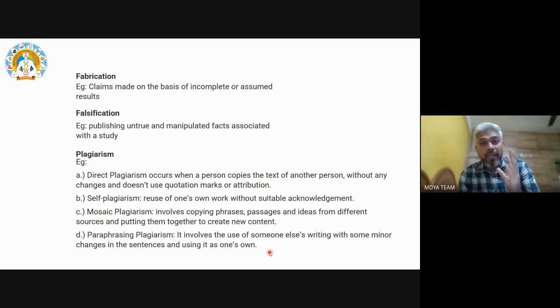Nowadays what is happening is that out of 100 people, definitely 20 or 25 are using someone else's research, taking it as it is, doing some changes, and getting their PhD degree. These types of examples are in front of me.